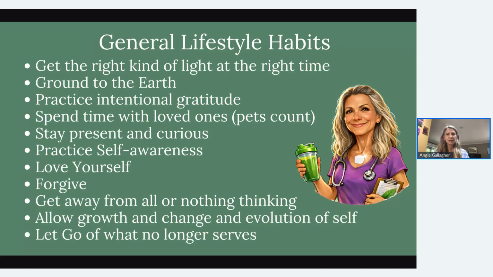So, general lifestyle habits. We're going to go through these fast because we're getting short on time. Get the right kind of light at the right time. We talked about getting out in the morning and getting that natural light on your face, getting out during the middle of the day and getting that natural light on your skin, in your eyes, but also avoiding the wrong kind of light. When you're staying up till midnight and you're surrounding yourself with artificial light, and maybe you're watching TV, maybe you're scrolling on your phone, this is sending the wrong kind of light. We call it junk light.